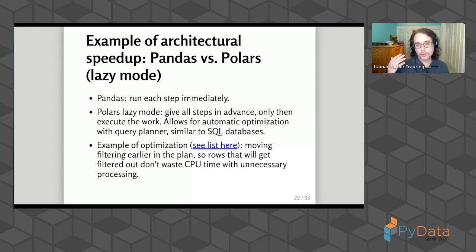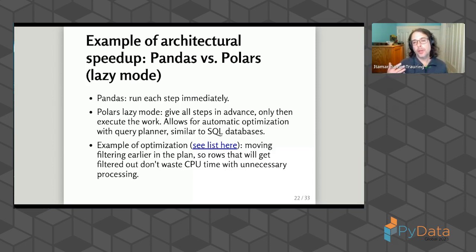And just to give a sense of what kind of optimizations it does, if you are filtering rows, any row that you filter out, there's no point in doing any processing on, because you're throwing it away. And so Polars' query planner will try to move all the filtering as early as possible in its execution plan, so that it drops the data as soon as possible, and any later steps that are more expensive only happen on data you actually care about. And it does this for you automatically if you're using the lazy mode.